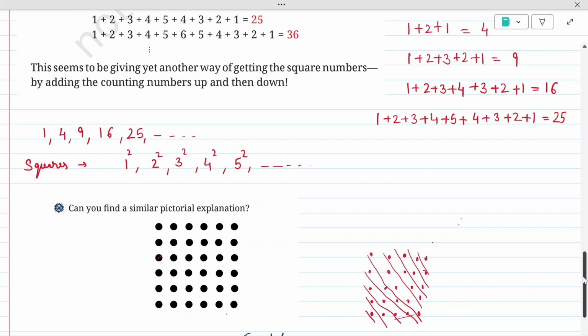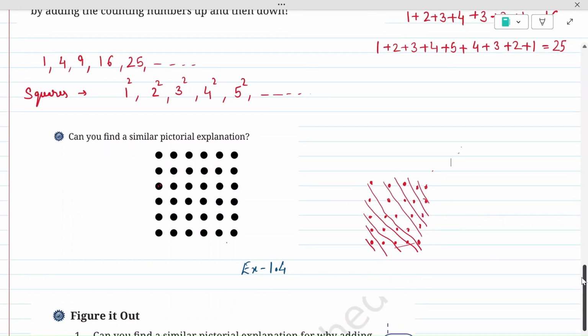So we have seen how these two sequences are related to each other. So this brings us to the end of this topic, and next we have exercise 1.4, kids, and this exercise we are going to do in the next class, because I want you all to go through these sequences, how we have derived one sequence from another by adding up and down.